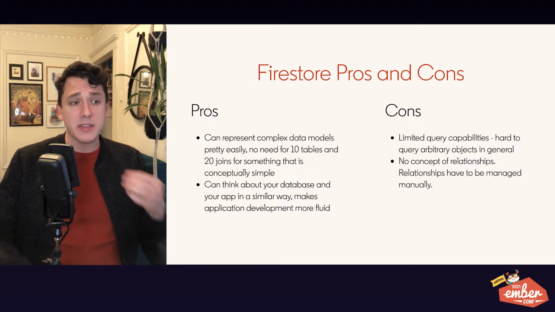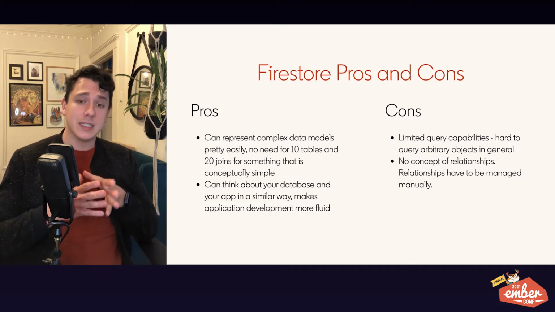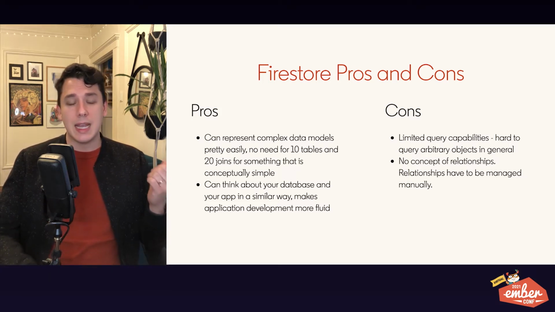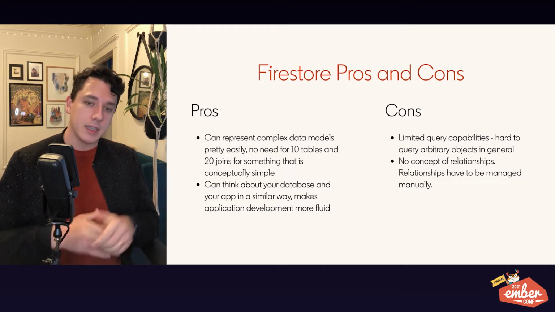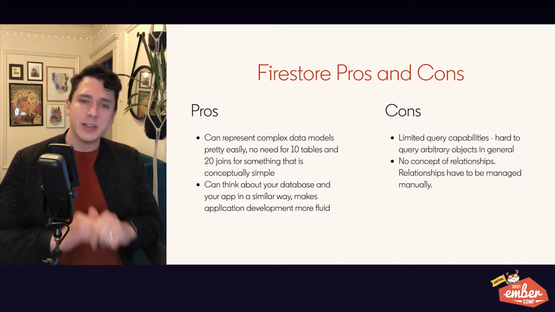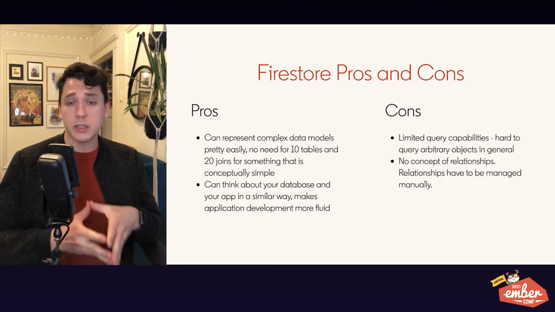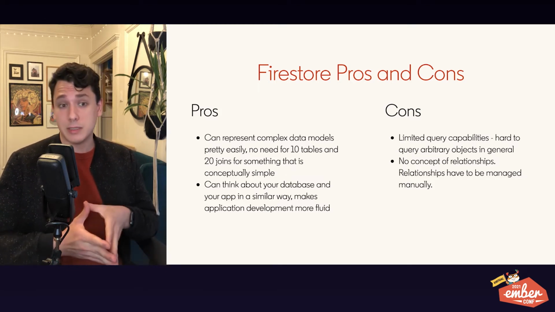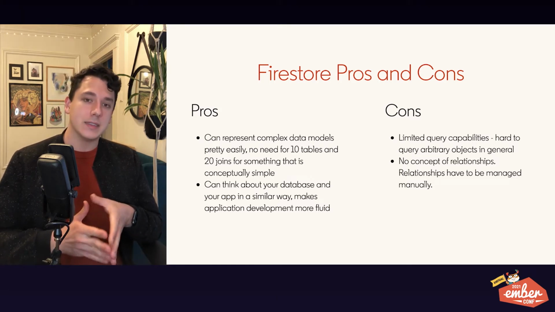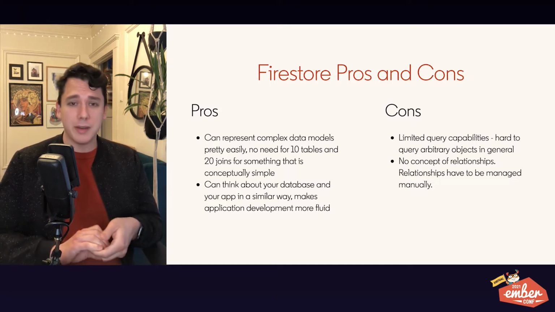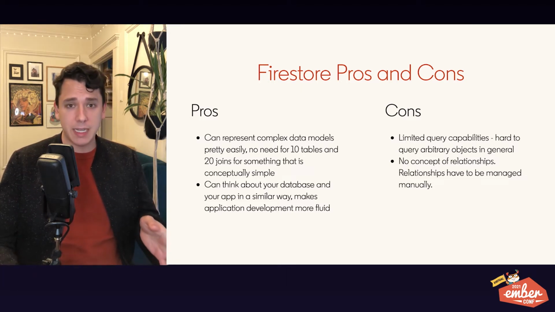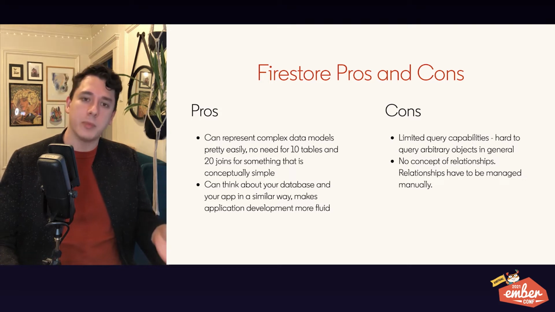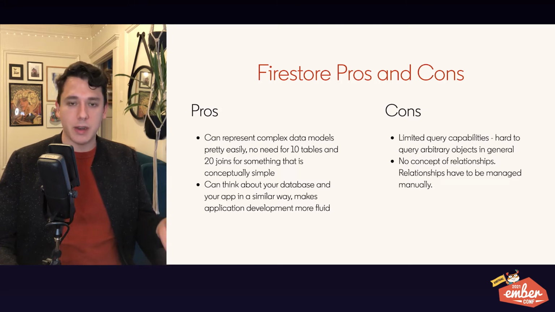It also really means you can think about your database and application in the same way as you're developing them. And that can be really helpful for making application development more fluid. The cons are it has very limited query capabilities. It's hard to query arbitrary JSON objects in general. And because of that, it also has no concept of relationships. Relationships really have to be managed manually. So it means that there's a lot more boilerplate there. You have to do the work yourself to figure out what related values are and to load them.